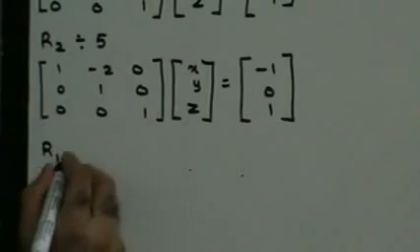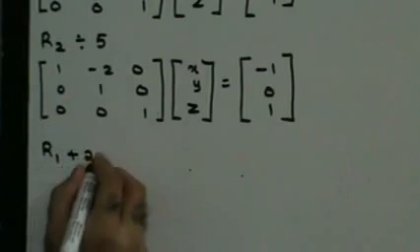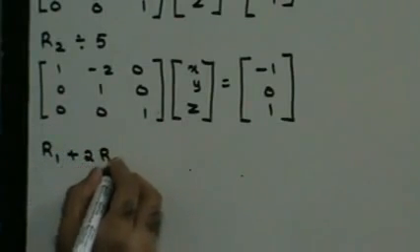Minus 1, 0, 1. I've divided R2 by 5. Now I need to make this number as 1. Where is the number in R1? What is the number? Minus 2. The complement of that is plus 2. R2.